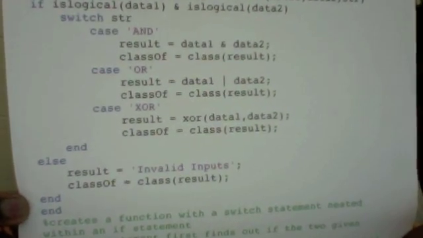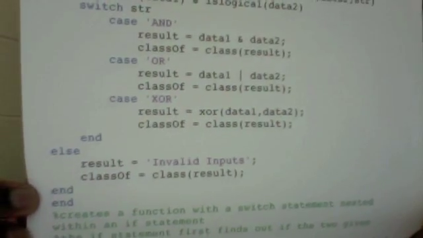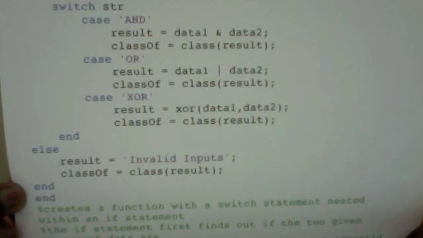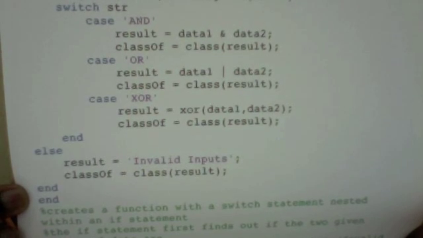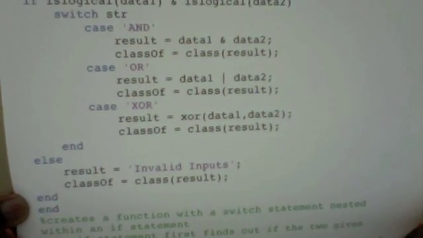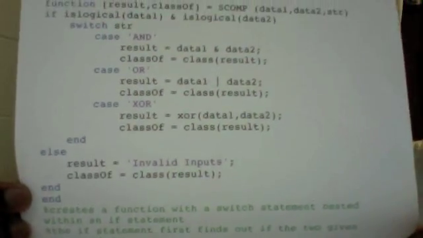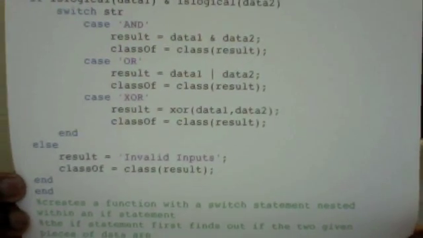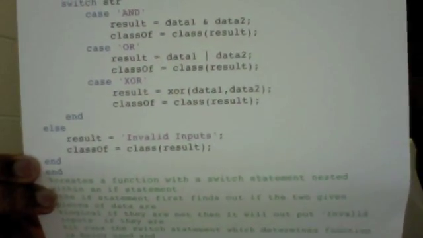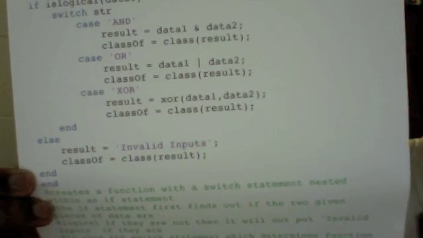So we use the isLogical function. And if that's true, then we're going to move into our switch statement, which is testing the string to find out which one it is: and, or, or XOR. So depending on which it is, the result is going to equal data1 and data2, data1 or data2, or the last would be XOR of data1 and data2. So that's going to return our vector of logicals depending on which operator the string is. And then class of is just going to be class of the result.